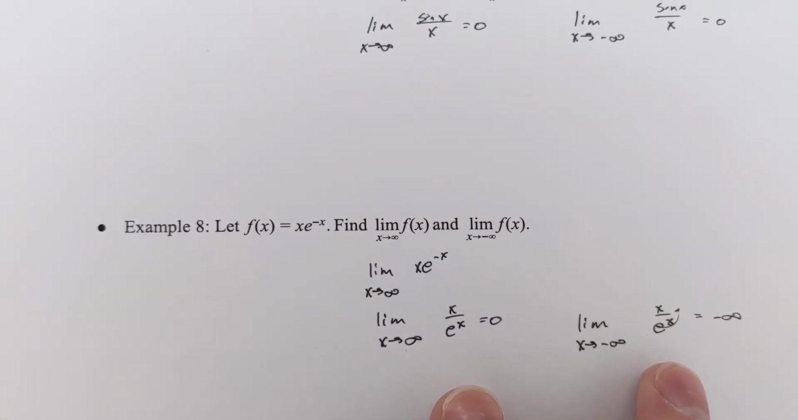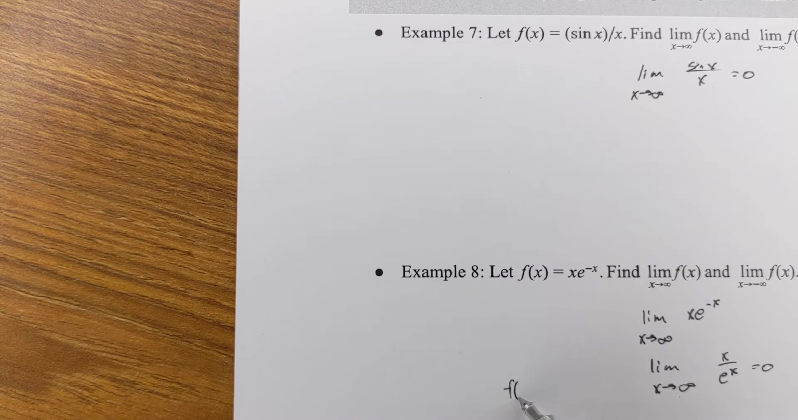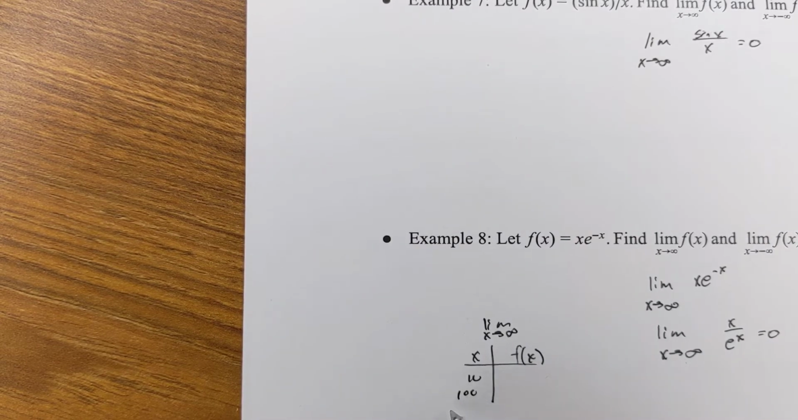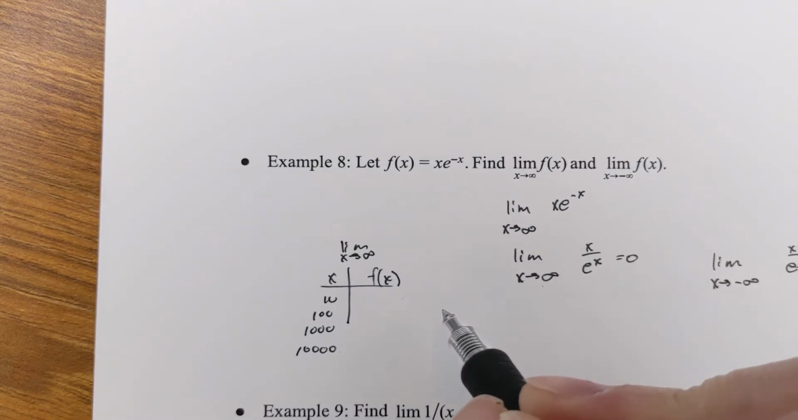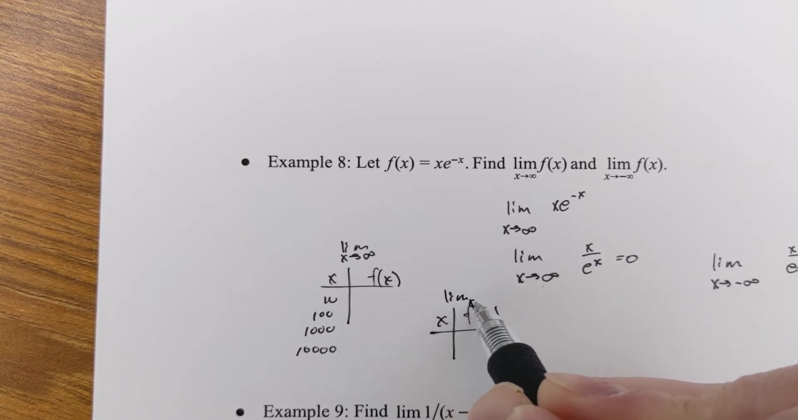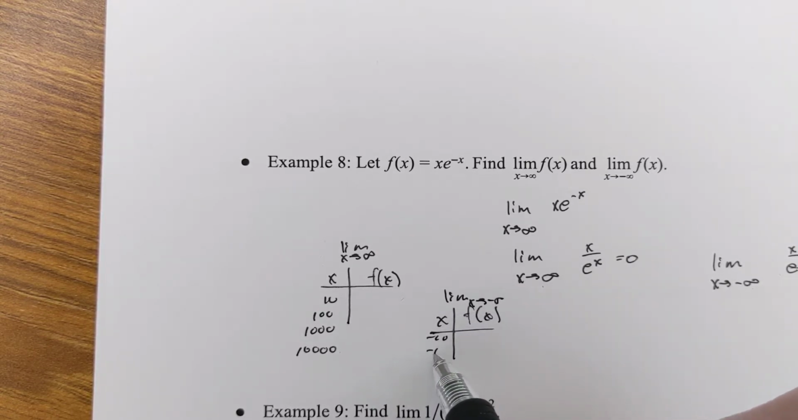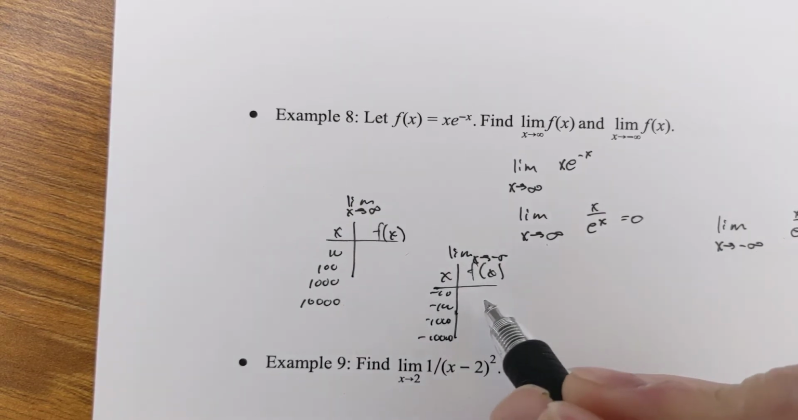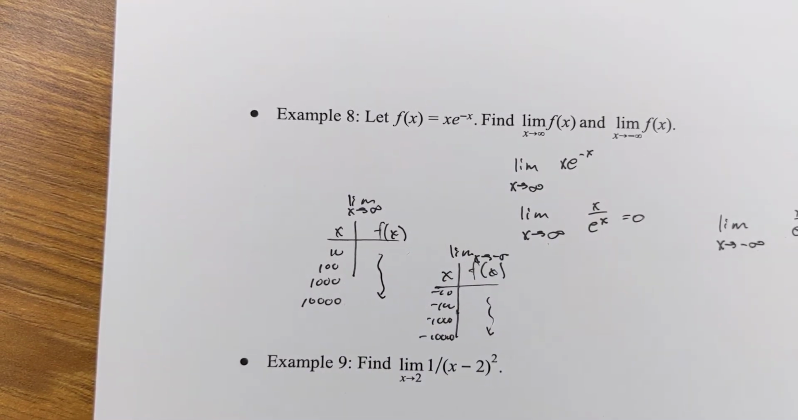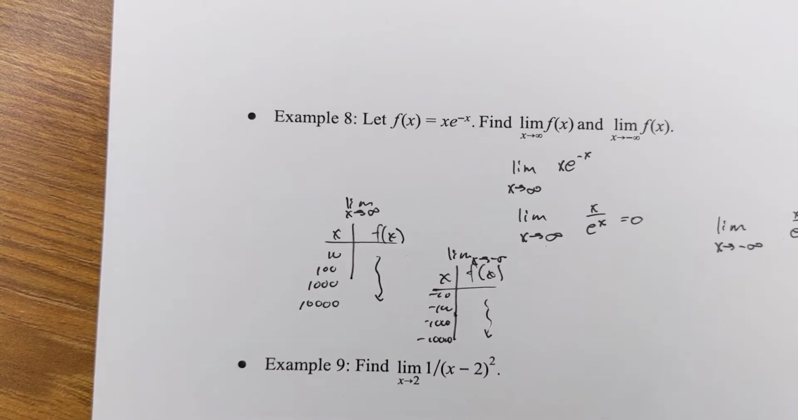You can also do tables for infinite limits. If you want to approach positive infinity, you pick x values like 10, 100, 1,000, 10,000. If you want to do negative infinity, you would do negative 10, negative 100, negative 1,000, negative 10,000, and see what these y values approach, if anything. If they keep getting larger or smaller, then you have infinities.